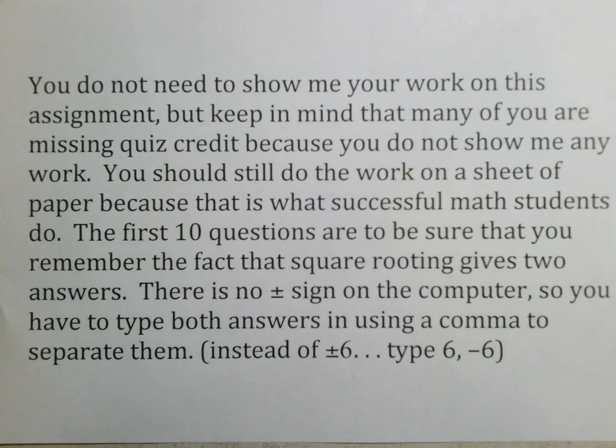The first 10 questions are to be sure that you remember the fact that square rooting gives 2 answers. There is no plus minus sign on the computer, so you are going to have to type, instead of plus or minus 6, you just type in 6 comma negative 6 or negative 6 comma 6 into your computer. And again, that's how all your answers are going to work. Whenever there are 2 answers, just type both of them in using a comma, and when it marks you wrong and you don't know why, that's when you can bring it up and I can remind you that there are 2 answers. So just keep that in mind as you do that.